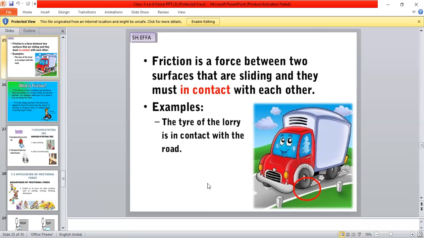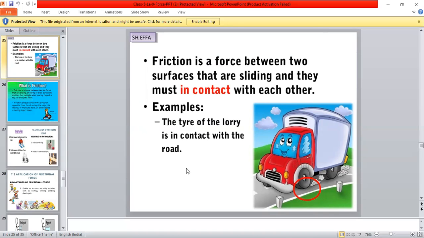a lorry moving on the road. Now the tires of the lorry are in contact with the surface of the road. There is a frictional force in between them. This helps to stop the lorry or to slow down the movement of the lorry. So frictional force helps to slow down objects or stop them.